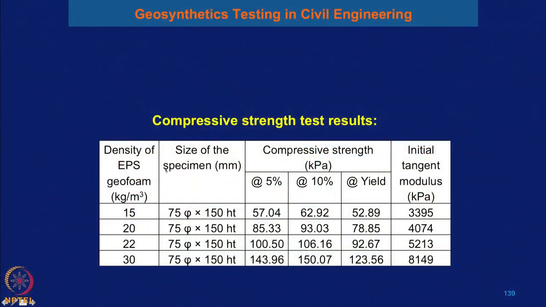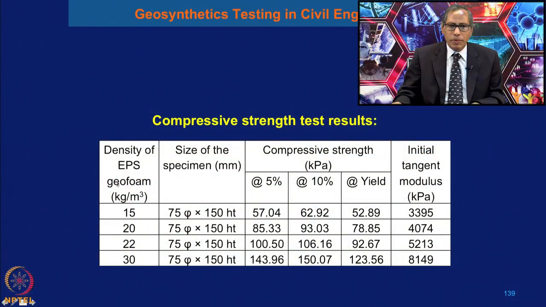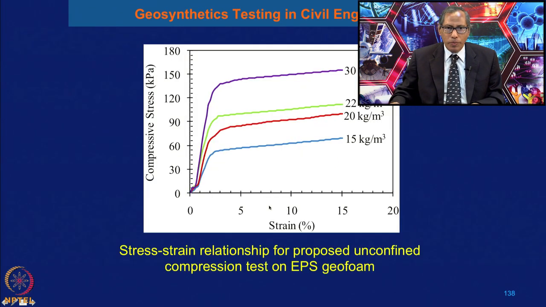So, here you can see the densities of the EPS geofoam 15, 20, 22 and 30, and the size of the specimen is 75 into 150. This is the same for all. It is a cylindrical sample whose diameter is 75 and height is 150. And it determines the compressive strength at 5%, 10%. Also you can determine the yield value, and also the initial tangent value. So, this has been determined from this curve.